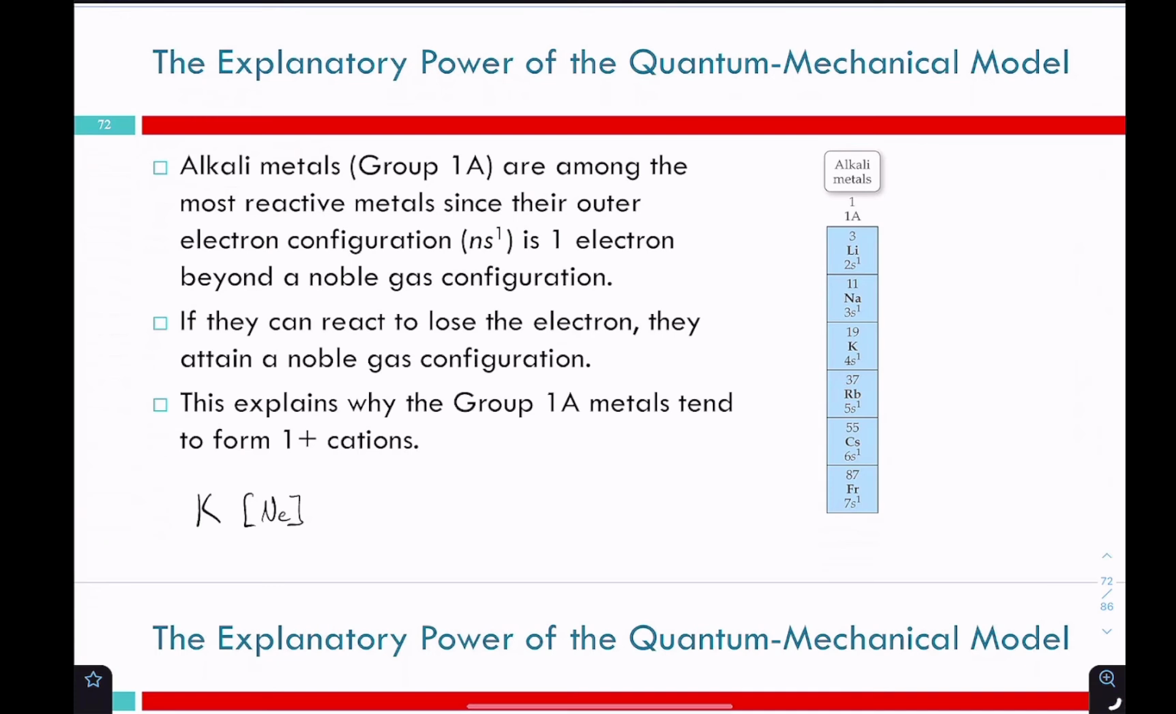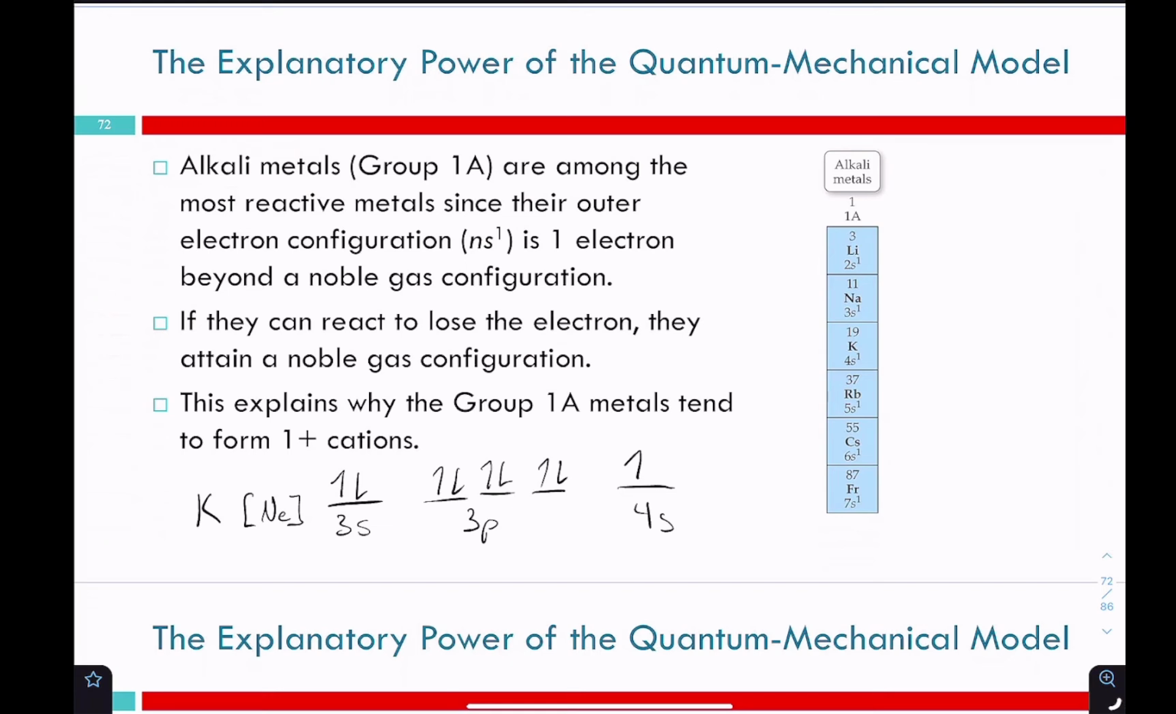So I'm doing things a little bit weird here. Actually, let me do it this way. 3s2. So 3s, 3p, and then 4s would be the next one. So this is 1, 2, 3. So this is the electron configuration of potassium after neon.